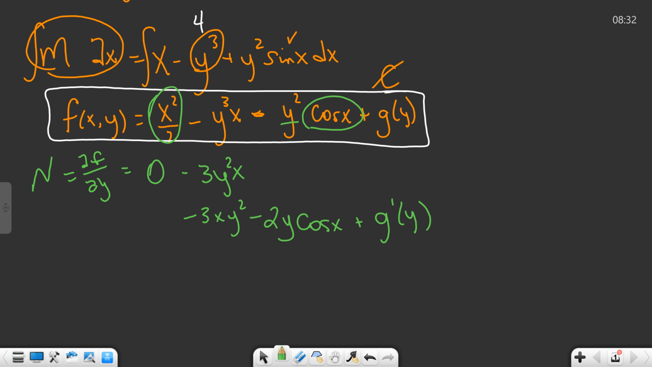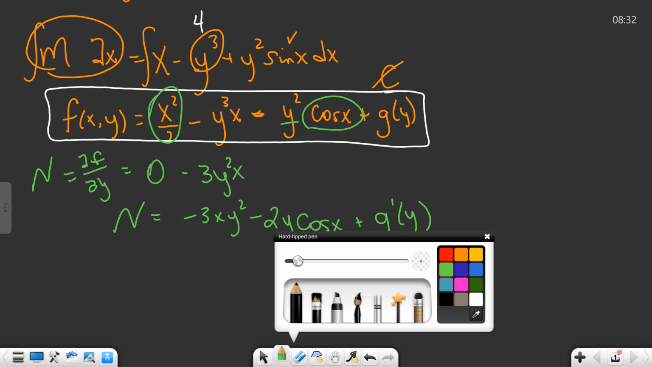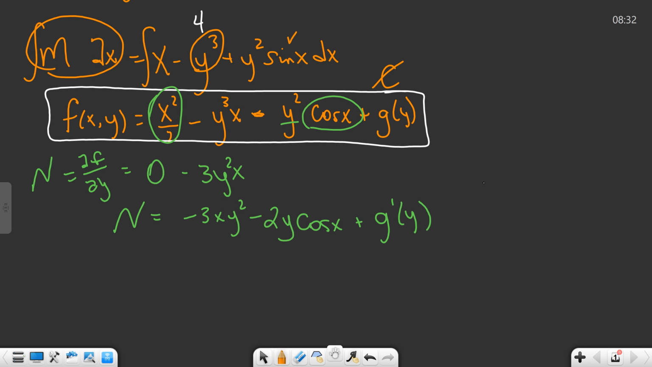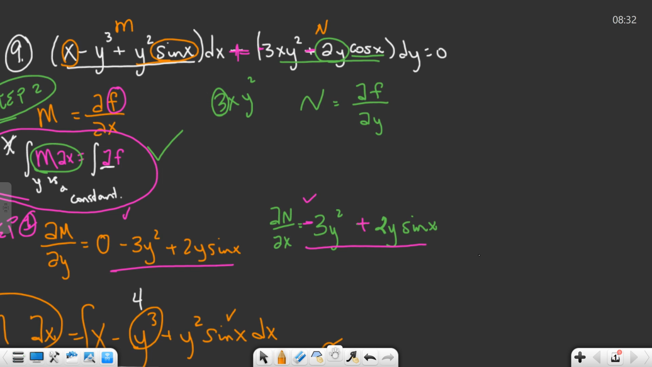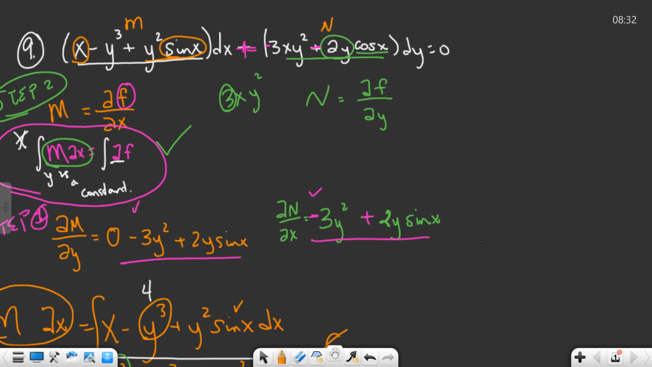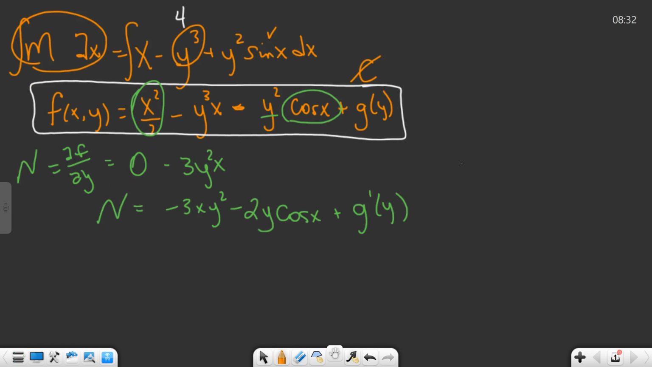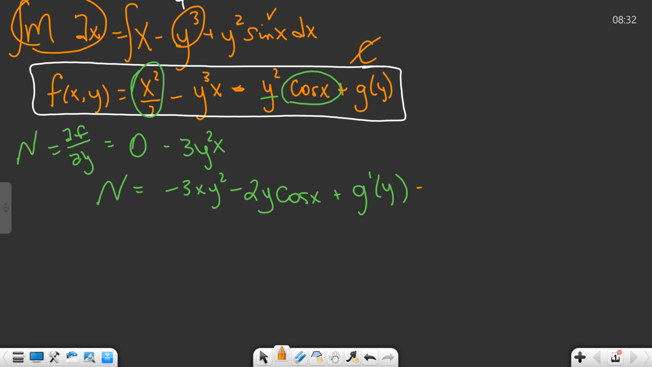Those were a couple of the things that stuck out to us the other day when we were doing these problems in class. I'm going to take this thing and set it equal to what I have in the original problem for N. So if I look, N is just negative 3xy squared minus 2y cosine x. And this is going to equal negative 3xy squared minus 2y cosine x.